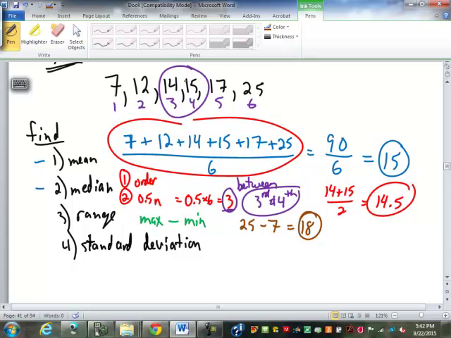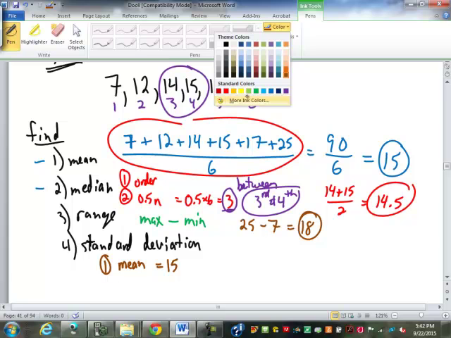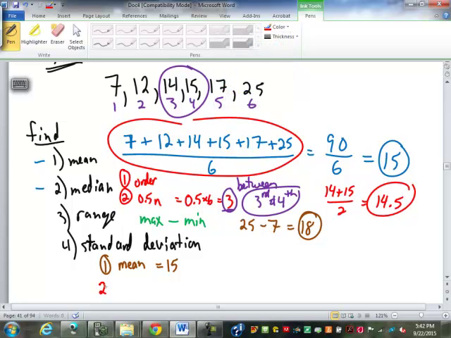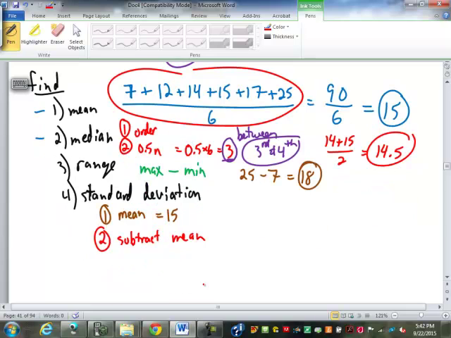Standard deviation is a 6-step process. What is step 1? Find the mean. We've already done that. The mean is 15. What is step 2? Step 2 is to subtract the mean from each number.